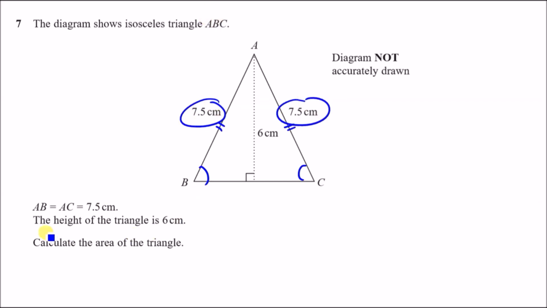The height of the triangle is 6. That's the vertical height from top to bottom. Calculate the area of the triangle. Not too bad.